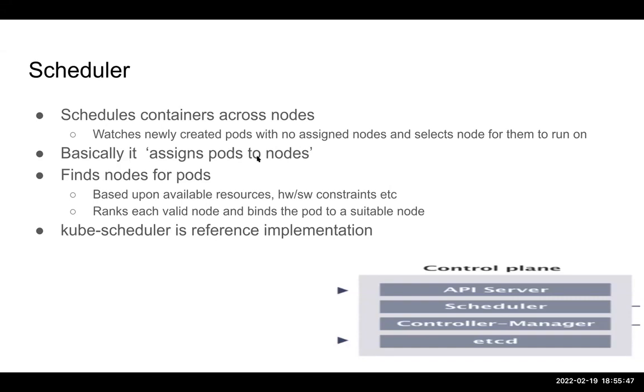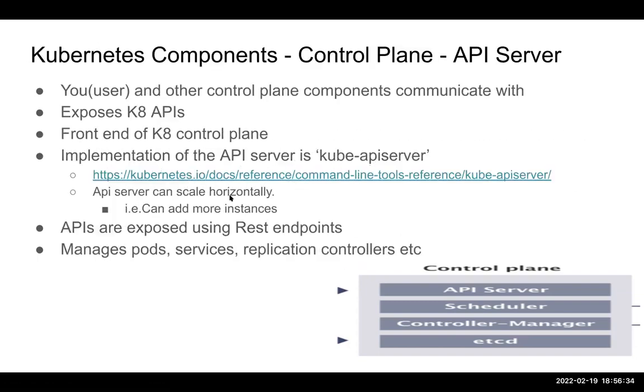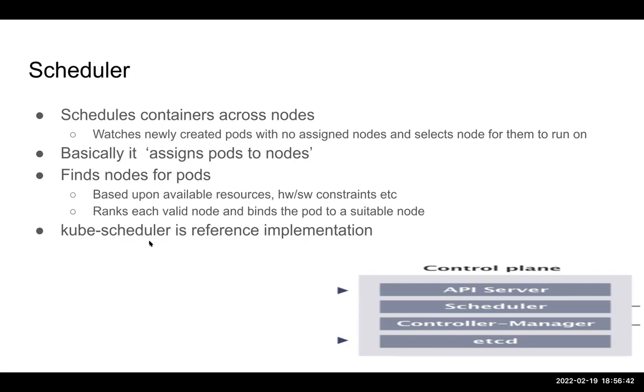Say there are 2 containers inside the pod, and I have 2 replicas. So it will start on 2 nodes possibly, and whichever nodes are free, it's the responsibility of the scheduler to detect which nodes these pods need to run on. So how does it do that? It is based upon available resources, hardware and software constraints, the pod needing a certain memory, and all those things. It ranks each valid node and binds the pod to a suitable node. So if there are many nodes, it keeps ranking, and whichever is higher in the rank, it assigns to it. Kube scheduler is the reference implementation. Like we saw with the Kube API server, I forgot to give the link, but you can go and read about the kube scheduler also on the Kubernetes IO documentation. So that's about the scheduler.